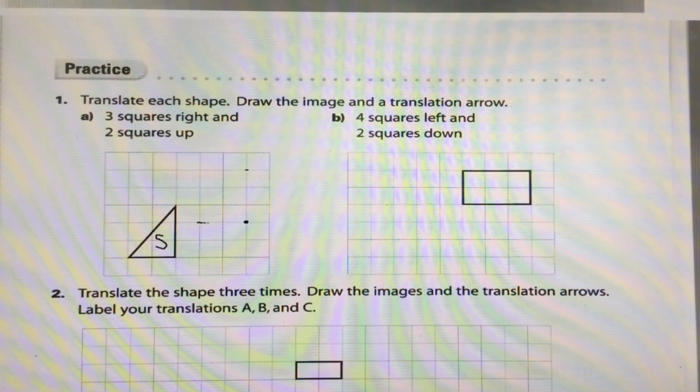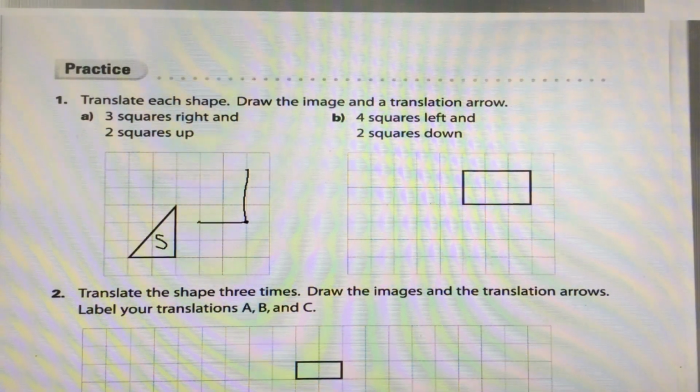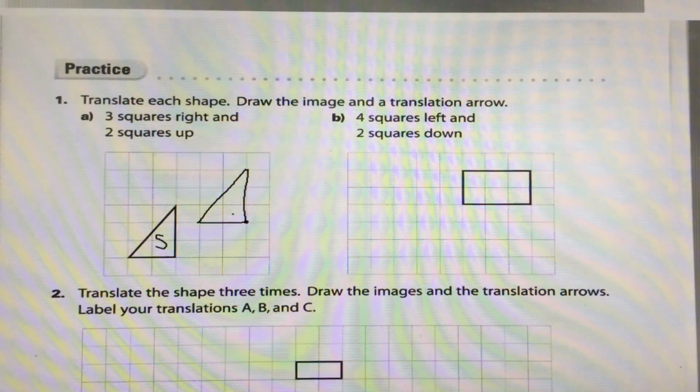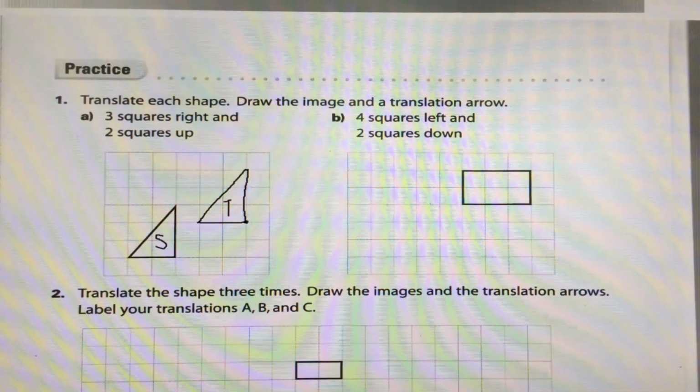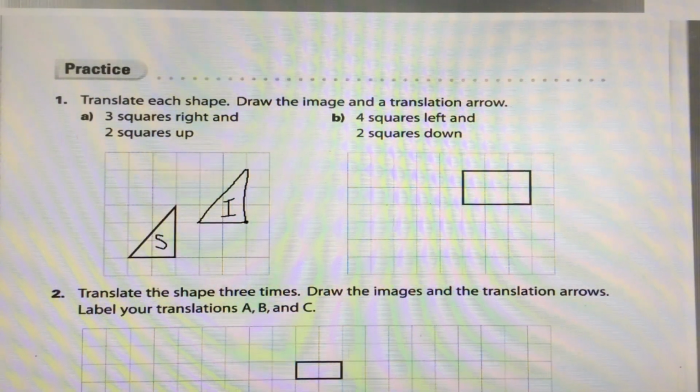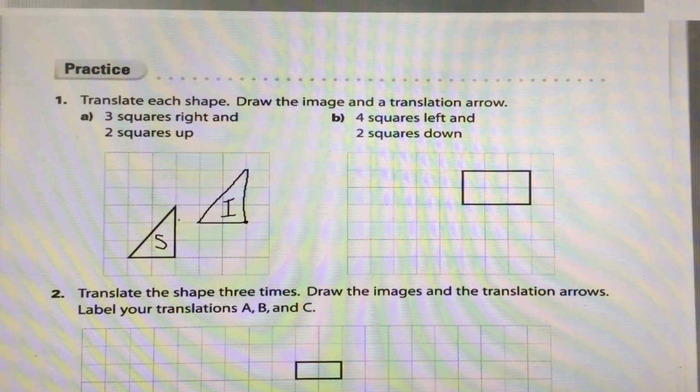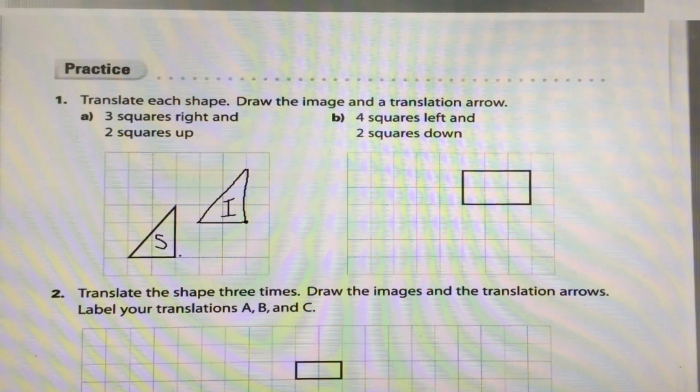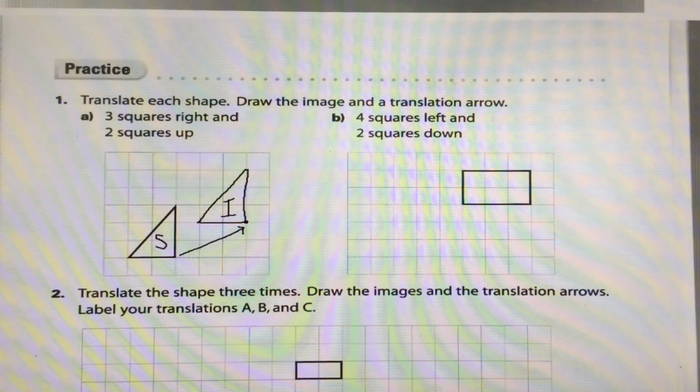We connect those dots in my beautifully straight lines, and that becomes our translation image. So it says here, draw the image in a translation arrow. So in this case, we started down here, and our translation arrow would go like this. And that is what we did.